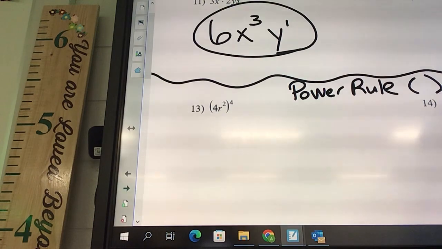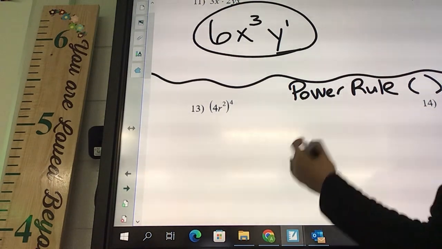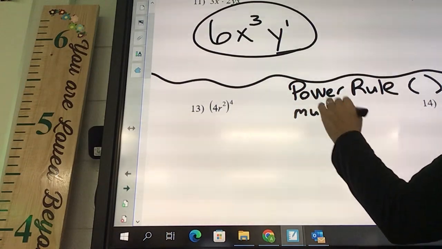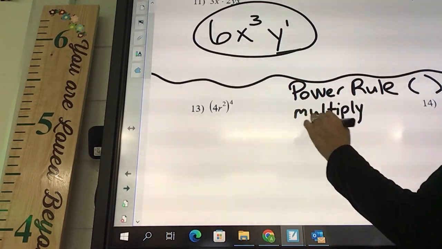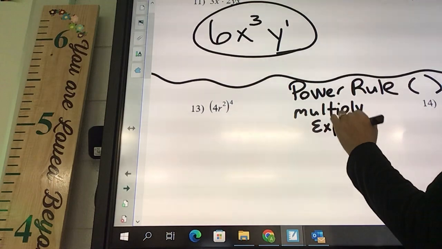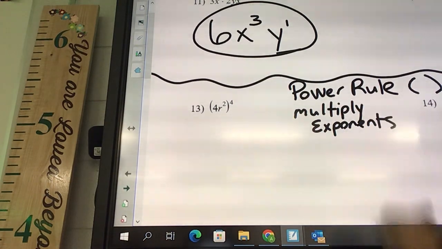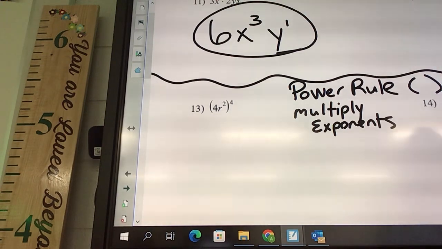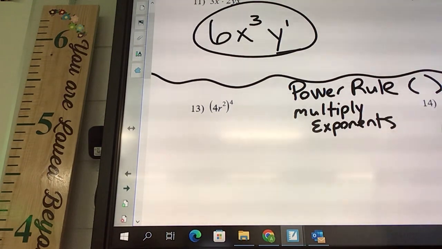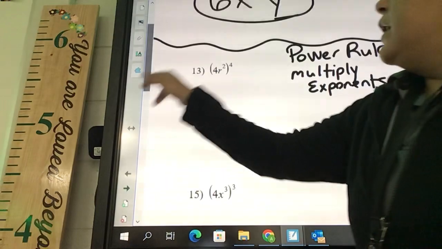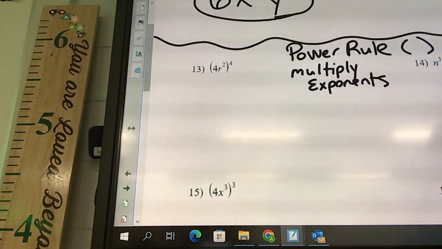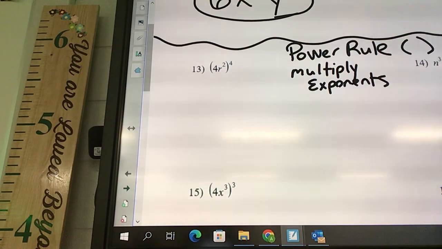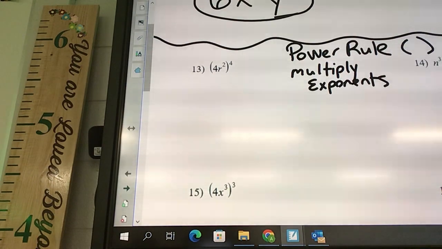What you do essentially, when you see parentheses, is multiply the exponents. So if we look at this 4, the big 4, does it have an exponent?